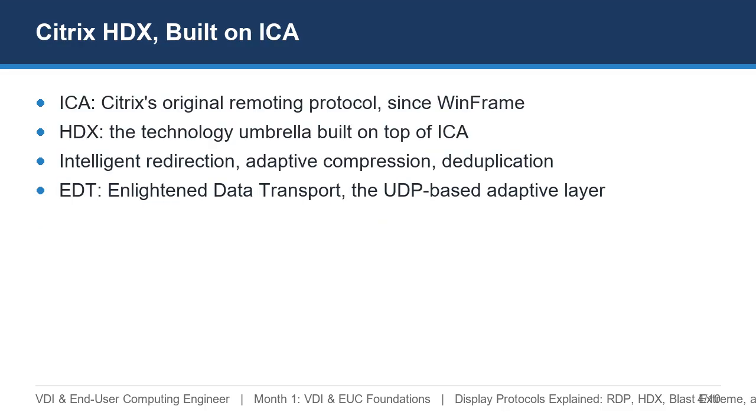ICA, the Independent Computing Architecture, is Citrix's original remoting protocol, dating all the way back to WinFrame. HDX is the modern technology and marketing umbrella Citrix builds on top of ICA: intelligent redirection, adaptive compression, and data deduplication. The transport piece that matters most for interactivity is Enlightened Data Transport, or EDT, a UDP-based adaptive transport used for ICA connections, playing the same role RDP Shortpath plays for Microsoft's protocol.